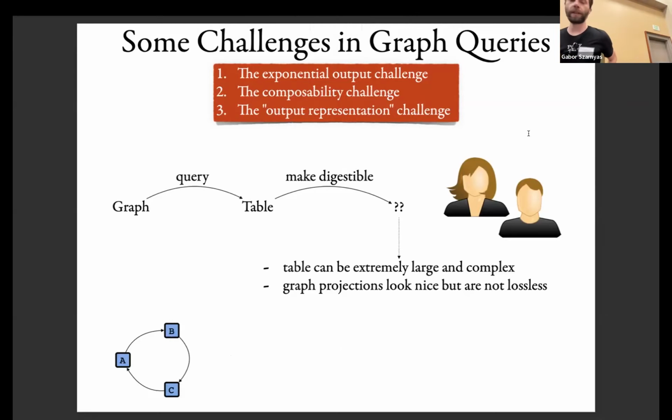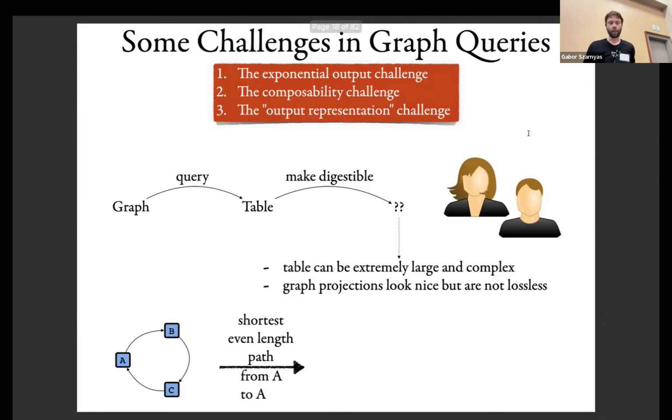So here, let's take a very simple example. This is a cycle of length 3. Now, suppose that I run a query and I want to find the shortest even length path from A to A, right? This is a path of length 6, right? You start in the node A, then you go to B, to C, back to A, then back to B, back to C, and then now you have a path of length 6 from A to A, right?